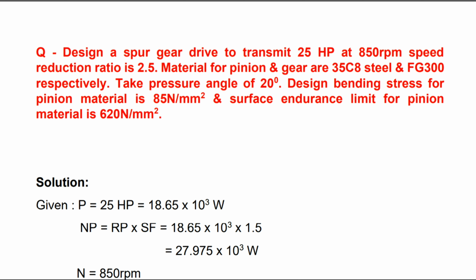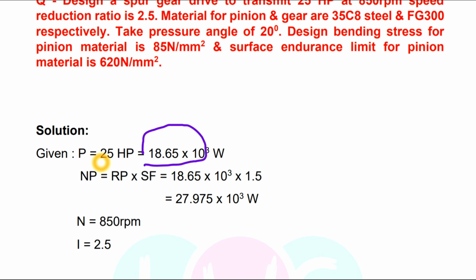So power is given, P is equal to 25 horsepower. So 1 horsepower is equal to 746 watt. So we will convert this horsepower into watt. So multiply 25 into 746. So we will get 18.65 into 10 raised to 3 watt. So the power we get is the rated power.